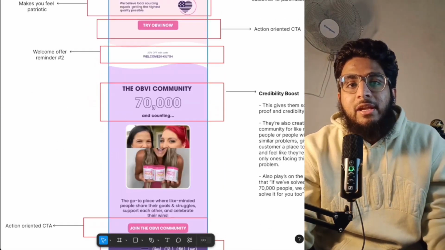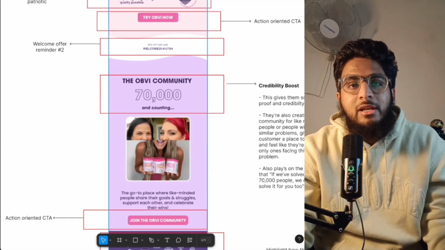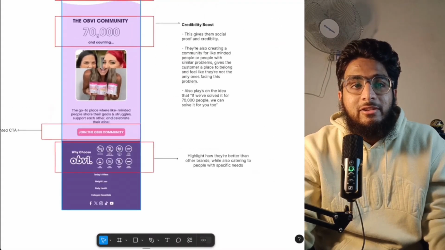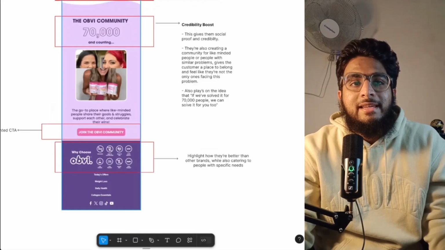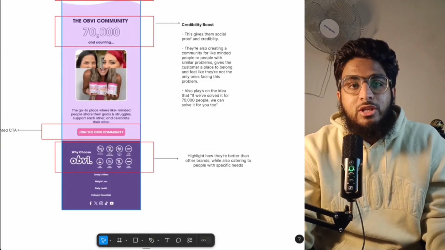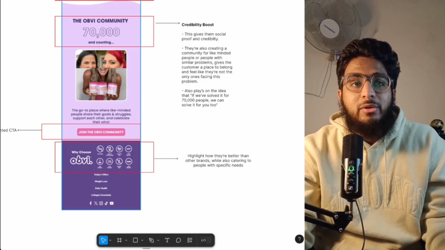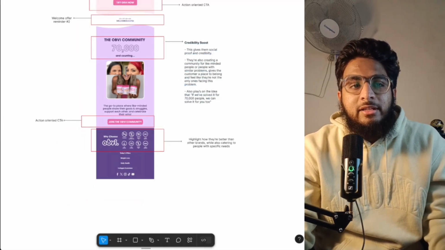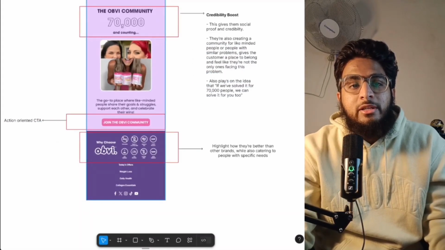And then they have another action oriented call to action, a reminder of the discount. Here, this is a really, really good section where they say the Obvi community is 70,000 and counting. This is a huge credibility boost because they have over 70,000 people in their community. And they also have an action oriented CTA here.